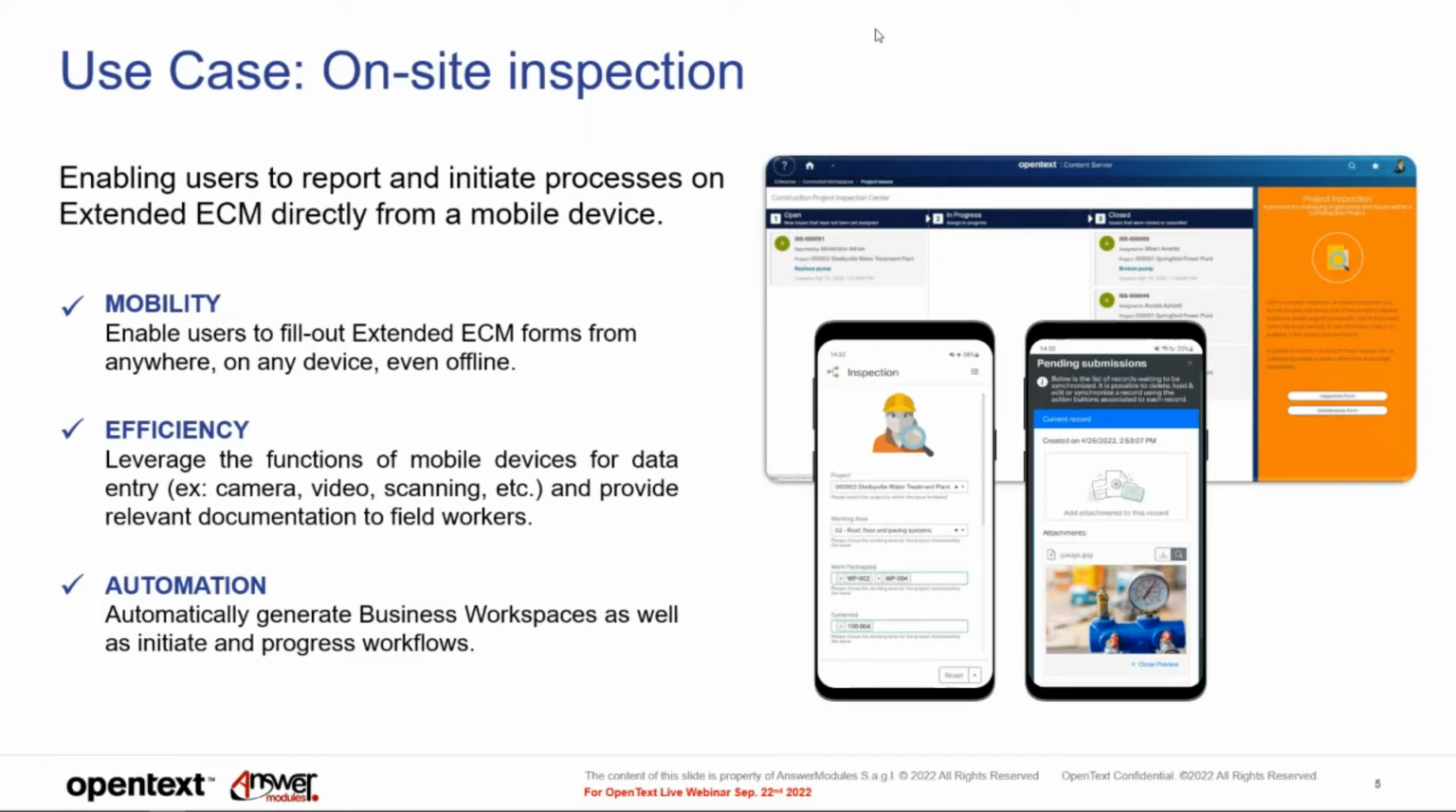Now, another very important aspect of these types of scenarios is the efficiency that these field workers are able to obtain by leveraging the native capabilities of a mobile device. And here naturally we're talking about cameras, videos, GPS, etc. So all these tools that workers have at their disposal, they can utilize to gather and submit information as part of a digital process.